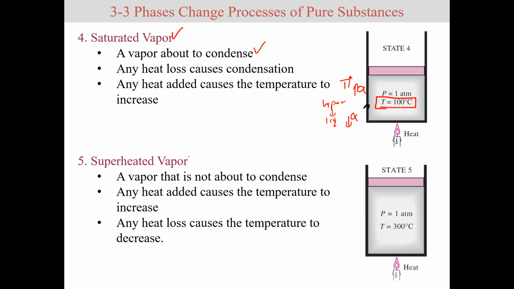Which brings us to the next stage after saturated vapor, and it's superheated vapor. Superheated vapor means a vapor that is not about to condense. So any added heat to the water vapor makes the temperature go up. Any heat loss makes the temperature go down. So again, these are the 5 regions.